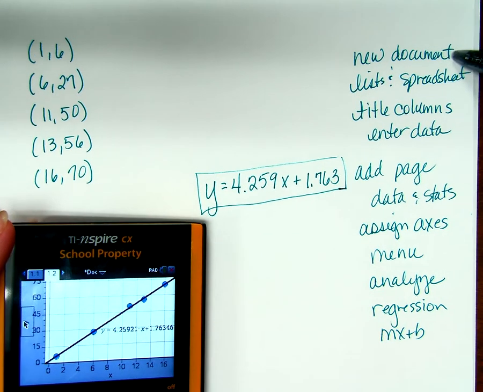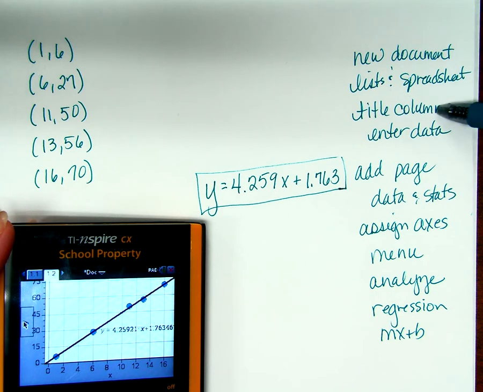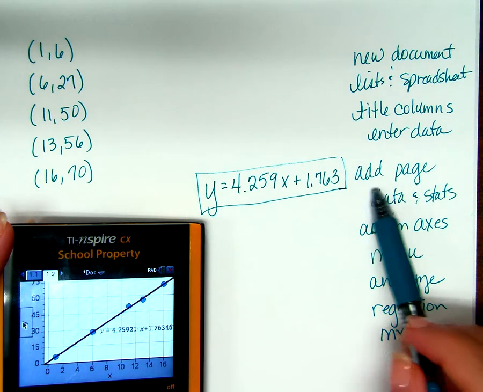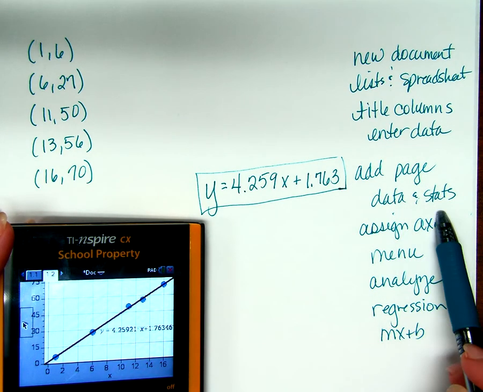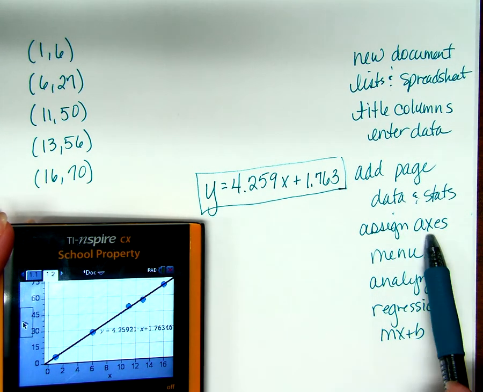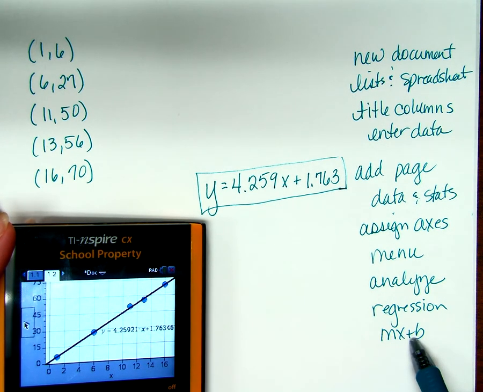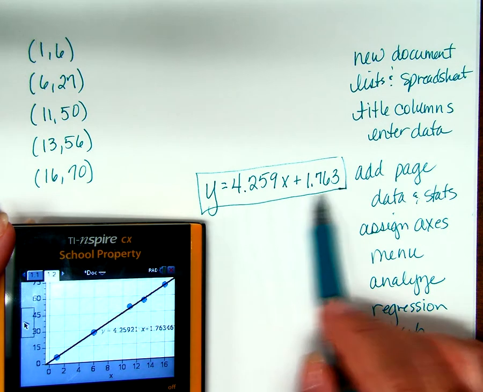So we opened a new document. We made it a lists and spreadsheets document. We titled our columns. We chose X and Y because that's what kind of data we had. We entered our data. We added a page that was a data and statistics page. We assigned our axes. Then we chose menu, analyze, and regression, and then MX plus B. Okay? And that gave us this one right here.